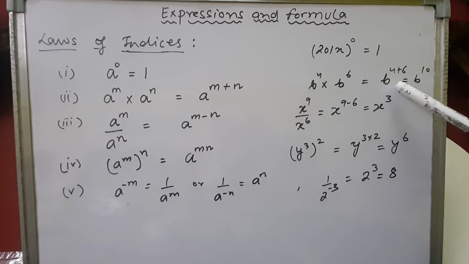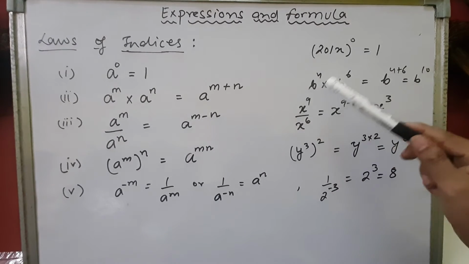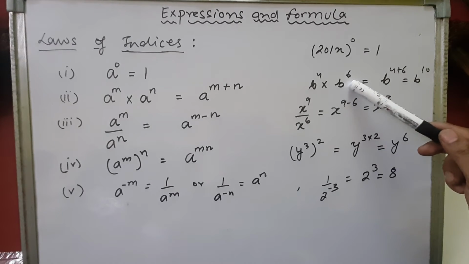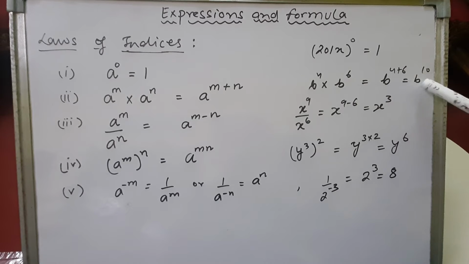So what will we get? When base is same and terms are in multiplication, then the powers will get added. So the result will be b to the power 4 plus 6, that is b to the power 10. So children, if you find minus 6 here, it will become 4 minus 6, it will become b to the power minus 2. Alright, power will get added.